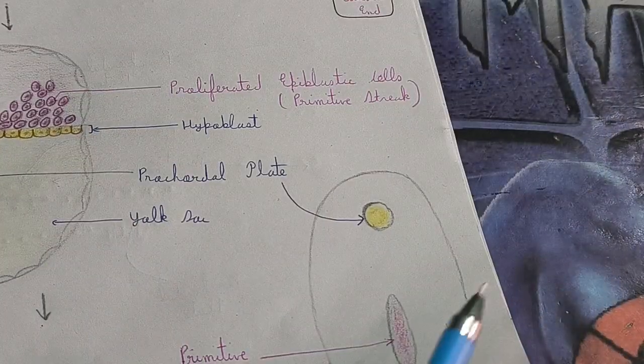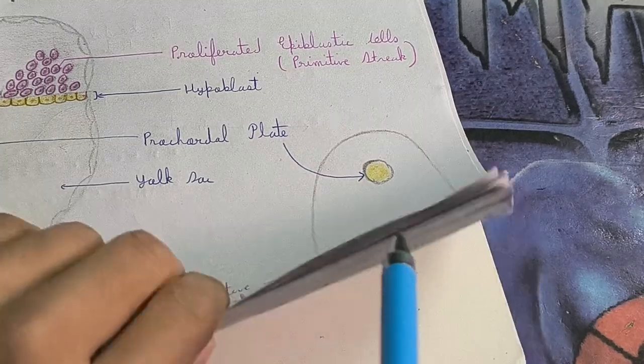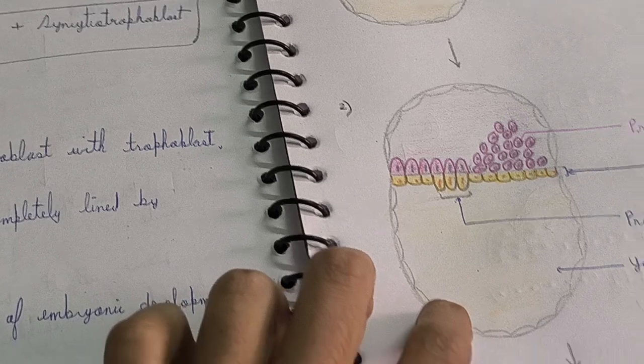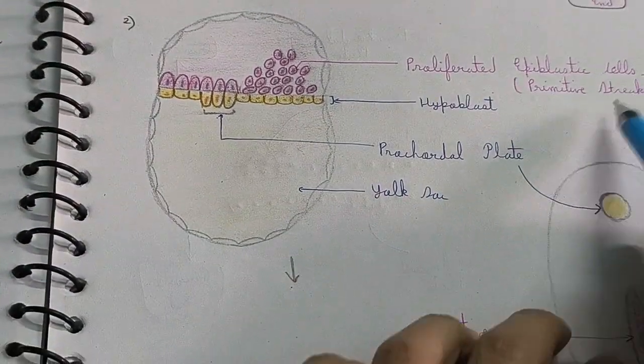So this is the primitive streak, this is the cranial end, and this is the caudal end. The important thing here is that the formation of the primitive streak is done.